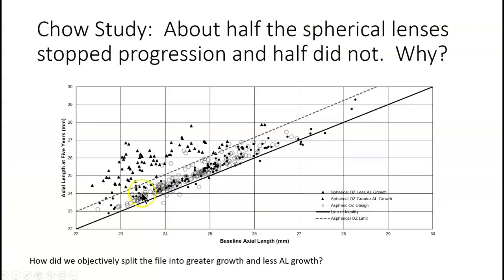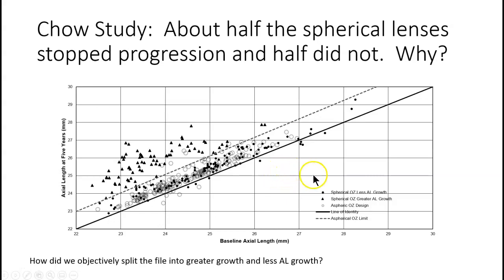All right, and in doing this, we're going to look at the Chow study. And we found an interesting thing with that, in that it looked like in the spherical lenses there were two types of populations. And we want to see if we can use baseline characteristics of the eye to discriminate between these two populations.